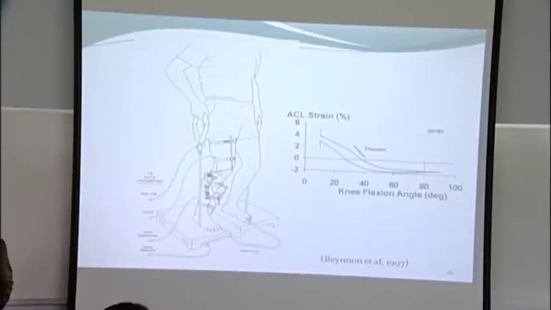This is another example, done by Beynnon. They also attached a small strain gauge to the ACL, and they made subjects do squatting exercise and examined the amount of ACL strain relative to the knee flexion angles, like this.